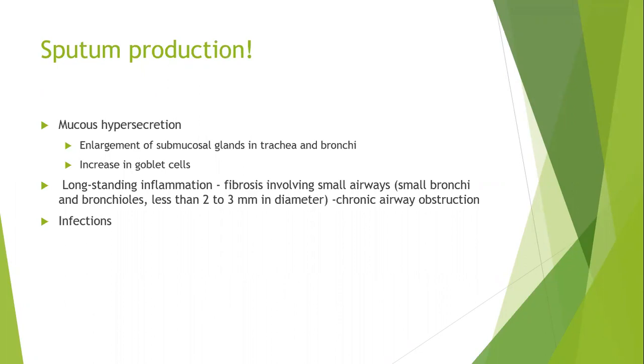Okay, and plus there is inflammation. Long-standing inflammation leads to fibrosis. This fibrosis usually involves the small airways, the small bronchi and bronchioles, and it causes chronic airway obstruction. And like emphysema, chronic bronchitis can also get complicated by infections. Next slide.